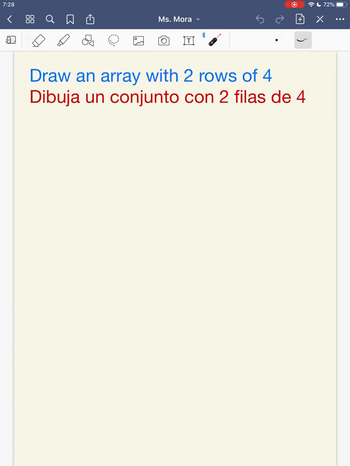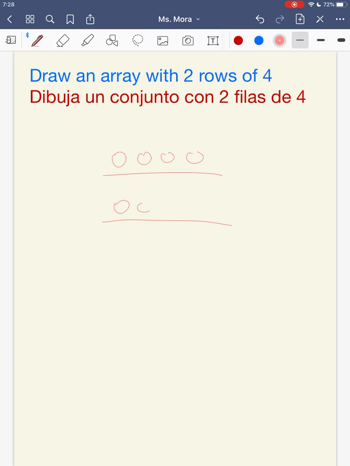So guys, it says draw an array with 2 rows of 4. Alrighty, so we've learned how to draw arrays, for example, with circles. So if I were to draw this with circles, and my rows, right, I would draw 1 row, 2 rows, and then 4 in each one. But we're past that, right, guys?